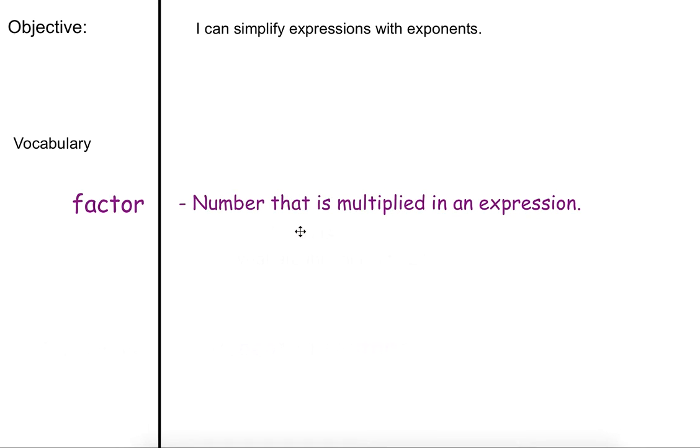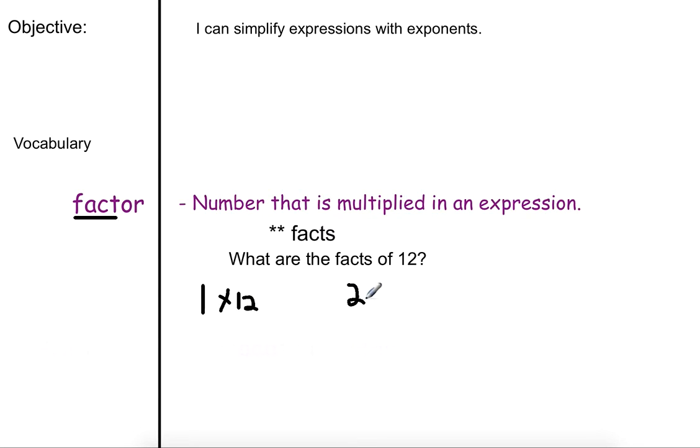So a great way to remember factors, they're facts, because you can see it right in the word. Factors are facts. So if I asked you, what are the facts of 12? You might say, well, 1 times 12. You could say 2 times 6. Remember that a dot also means multiplication, or 3 times 4. Those are all facts of 12, like 1, 2, 3, 4, 6, and 12 are factors of 12.